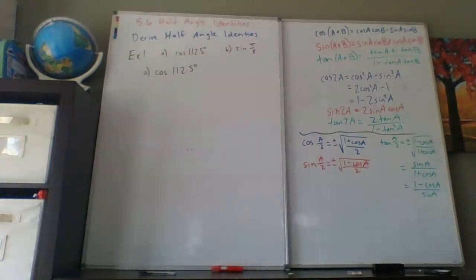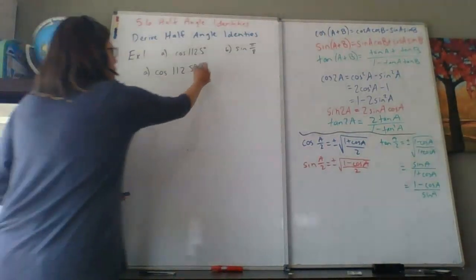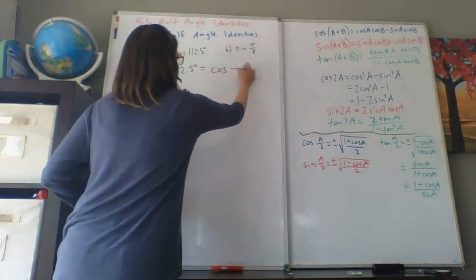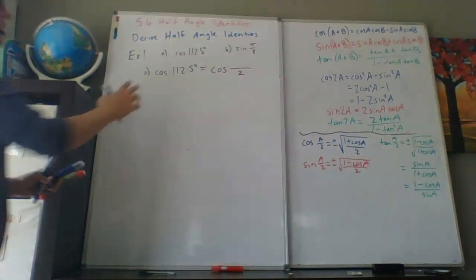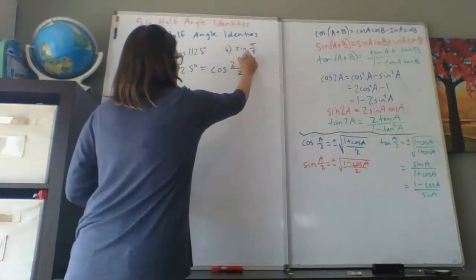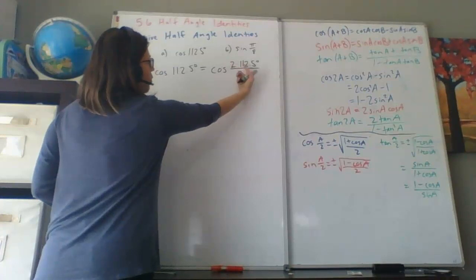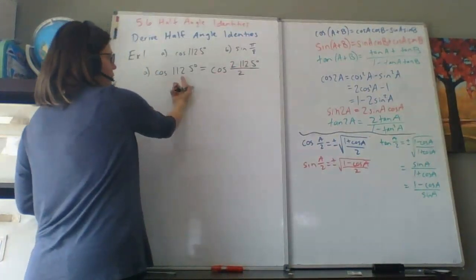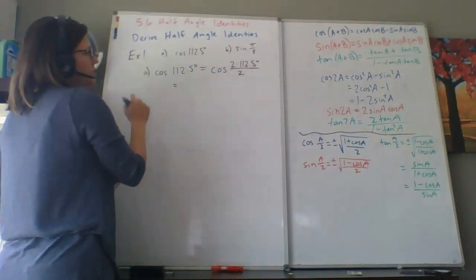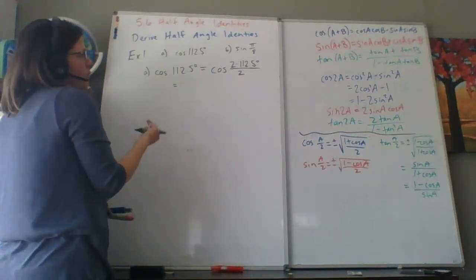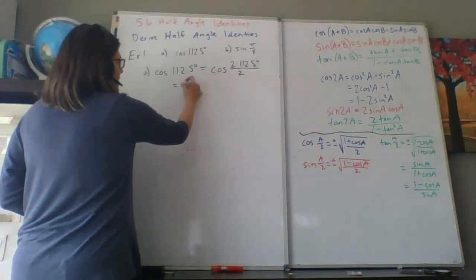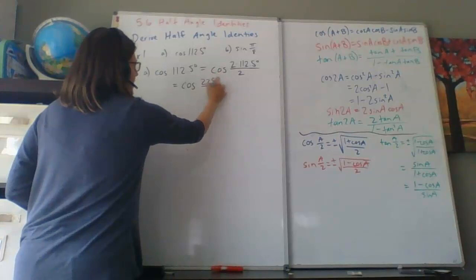So clearly 112.5 degrees is not a special angle. However, it is half of a special angle. So we need to write this as cosine of something divided by 2. In order for these to be equivalent, we could just do 2 times 112.5 degrees, since technically the 2's could cancel out. So this will be the same as cosine of 225 degrees over 2.